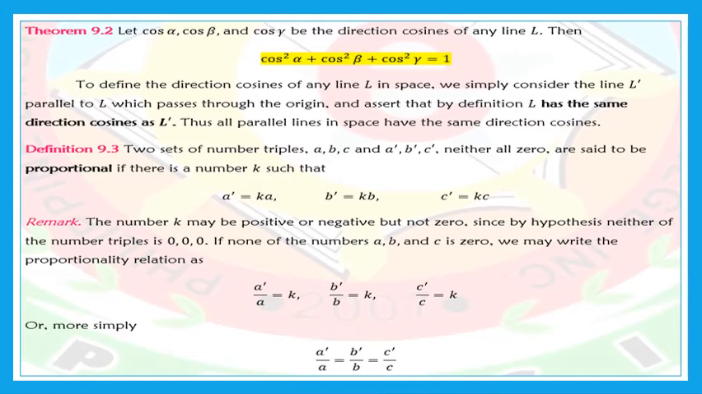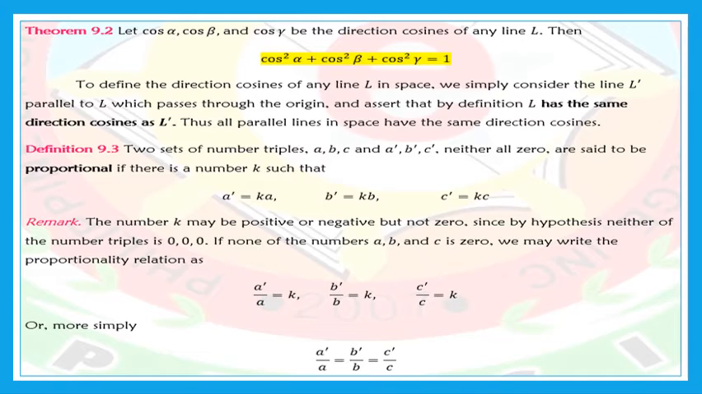So, theorem 9.2, class: let cosine alpha, cosine beta, and cosine gamma be the direction cosines of any line L. Then cosine squared alpha plus cosine squared beta plus cosine squared gamma equals 1.